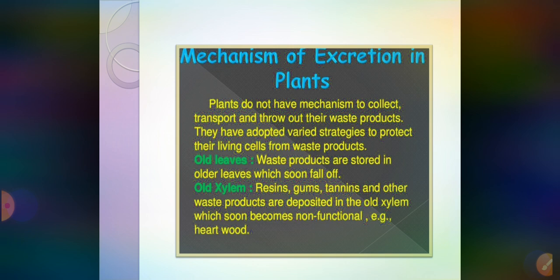Resins, gums, tannins and other waste products are deposited in the old xylem. It soon becomes non-functional. That is, for example, heartwood. So we have two types of wood, that is heartwood and sapwood.